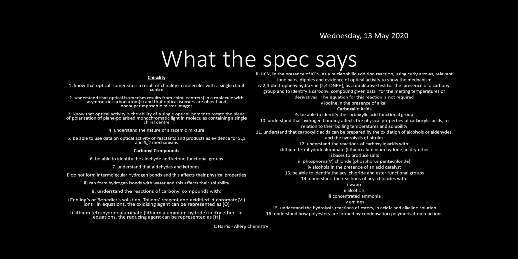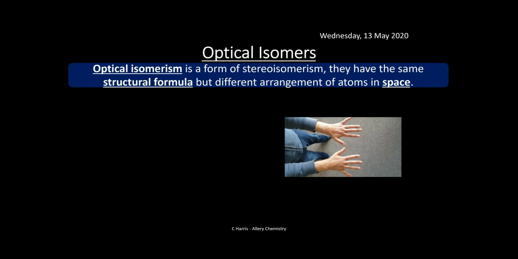Okay, so what we're going to do is look at optical isomerism. Optical isomerism is a form of stereoisomerism, and the isomers have the same structural formula, but a different arrangement of atoms in space. Depending on the order that you've done it in, you might have seen a little bit of optical isomerism within the transition metals topic. In this video, we're going to look at it in a lot more detail and find out exactly what it is and about plane polarized light, etc.